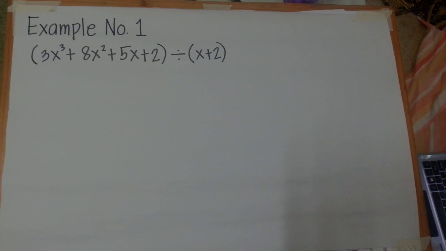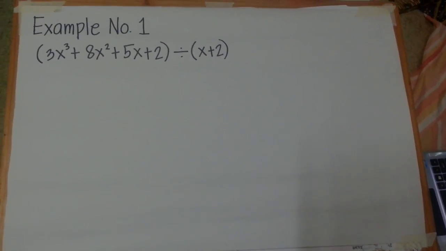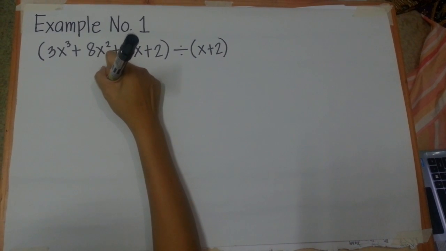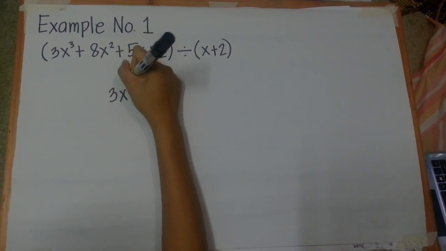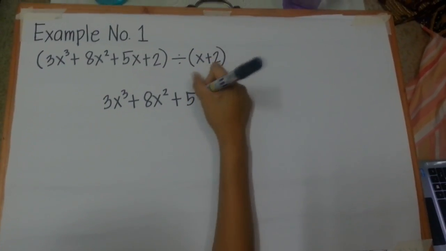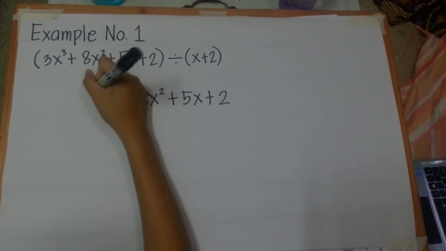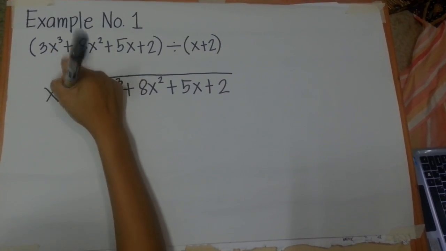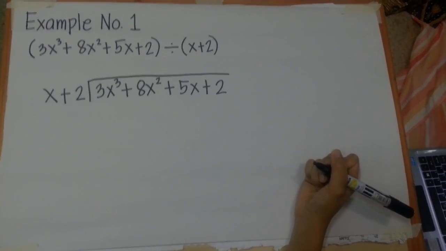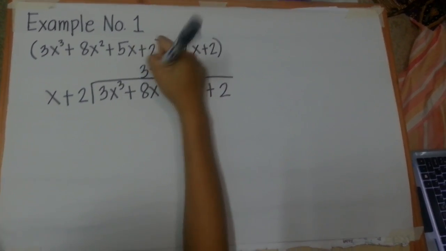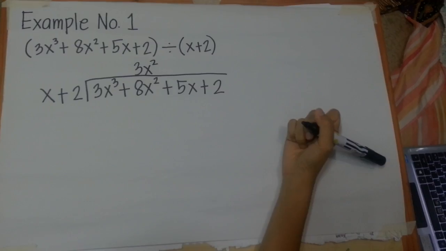Example number 1. We have 3x cubed plus 8x squared plus 5x plus 2 divided by x plus 2. Now, we write the dividend under the long division symbol, and we write the divisor outside the long division symbol. Now, the first step we do is we divide the first terms. What would you multiply with x in order to get 3x cubed? That would be 3x squared.